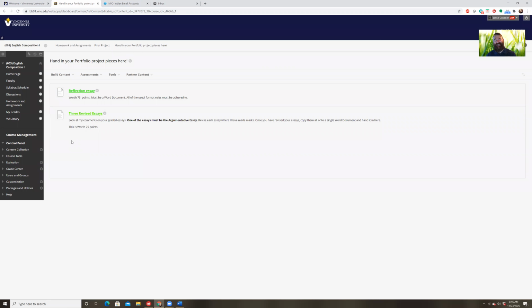Now remember, that's any 2 out of the first 3 essays. Maybe it's essay 1 and essay 2, or maybe it's essay 1 and essay 3. Any 2 of the first 3 essays, plus essay 4. So those 3 total revised essays, you hand them in 1 document, right here. Once you've handed these in, you're done with the class.